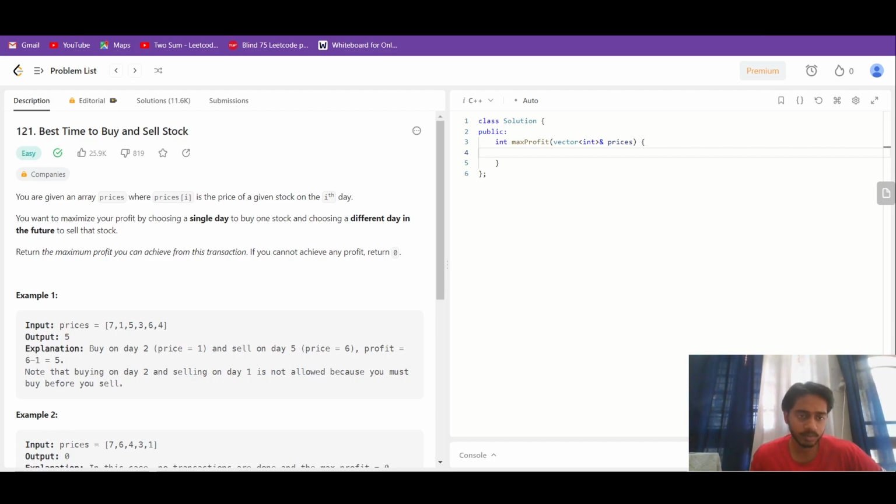For optimizing, what we can do is traverse this array linearly. While traversing, for each element, we can check the minimal element and store it in a variable, and we can calculate the profit, calculating the difference between the price of that stock on that day minus the minimal element we have so far, and store the maximum profit.